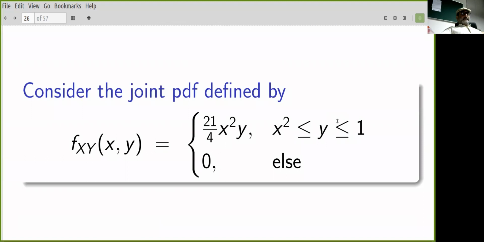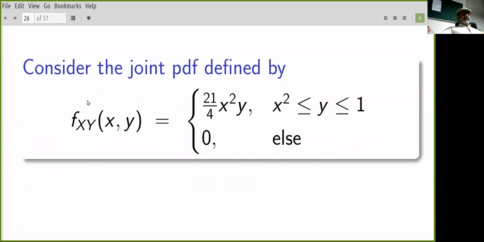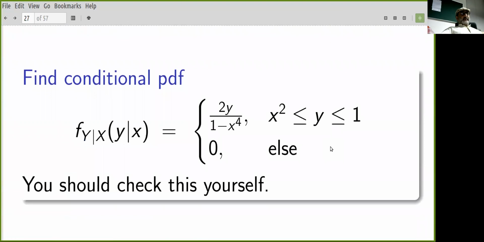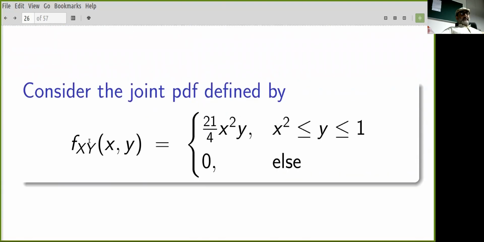Okay, so as an example, let's say we had the joint distribution for x and y given as having the form 21 over 4 times x squared y in the region which is defined by x squared less than or equal to y less than or equal to 1. And it's 0 elsewhere. Now, if we wanted to find the conditional PDF for y given x, what would you do?